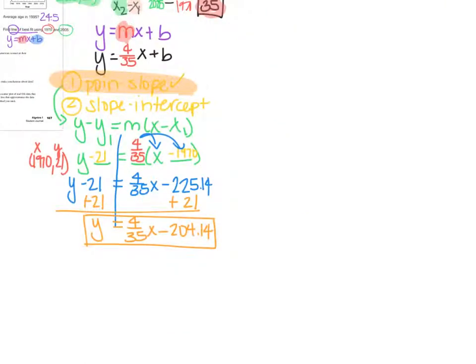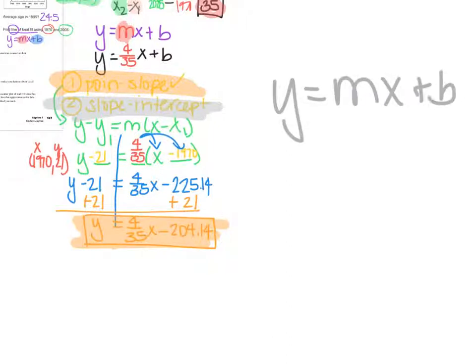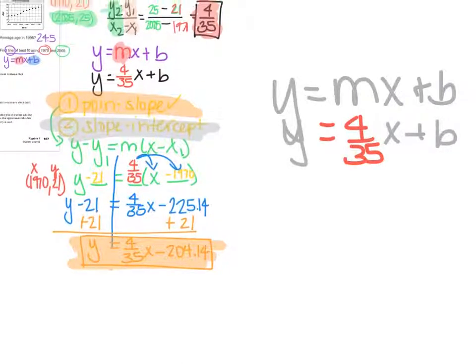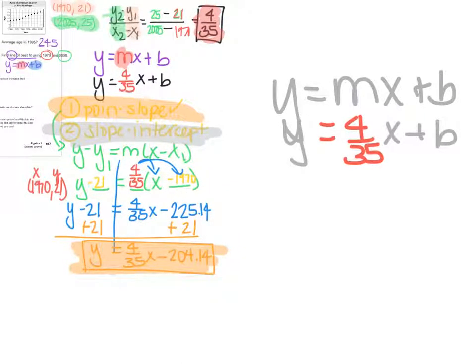So we did the first way in our orange here. So now I'm going to do the second way. So I'm going to do my slope intercept form. So slope intercept form says that I have y equals mx plus b. And I already know that my m is 4 over 35. So it's really y equals 4 over 35x plus b. And I'm going to pick my other point this time just to show you that you are going to get the same answer. So I'm going to use this 2005 and 25 point here.